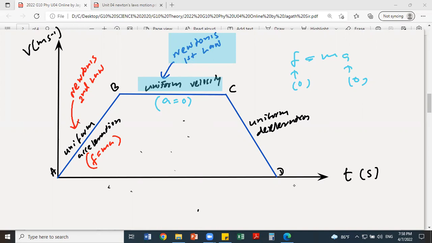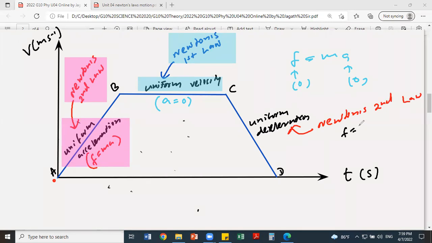What is uniform deceleration? This one, after applying brakes. At point C you apply brakes, slow down and come to rest, so the velocity is 0 here. This is called Newton's second law. If there's an acceleration or deceleration, this is Newton's second law. Please put an arrow toward this and write Newton's second law. Uniform deceleration, C to D, is Newton's second law.